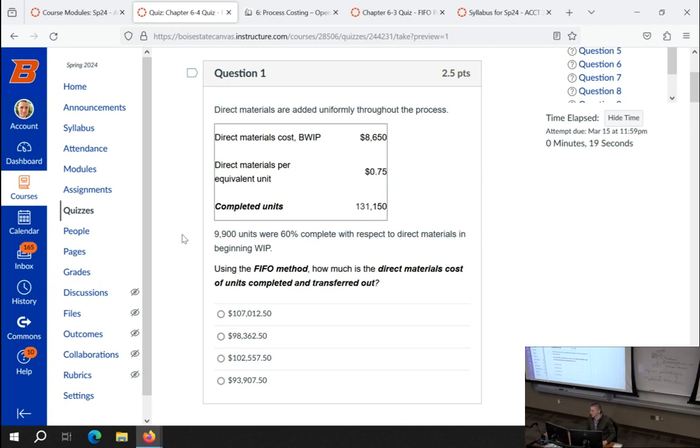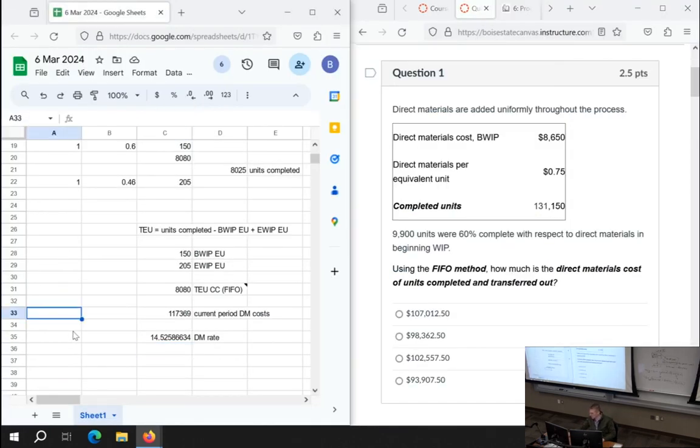Okay, so this is a good problem because it's just showing that last step to the top of Everest, if you will. This is really Everest, but to the top of a smaller mountain. We already have our rate. We did all the work to get our FIFO TEU, and we used the FIFO numerator, and this is our FIFO rate for direct materials per equivalent unit. Great. Now we just need to use this to figure out the direct materials cost of units completed and transferred out. We need to use this number, and then for the second step, we need to use this number. So we'll set ourselves up here.